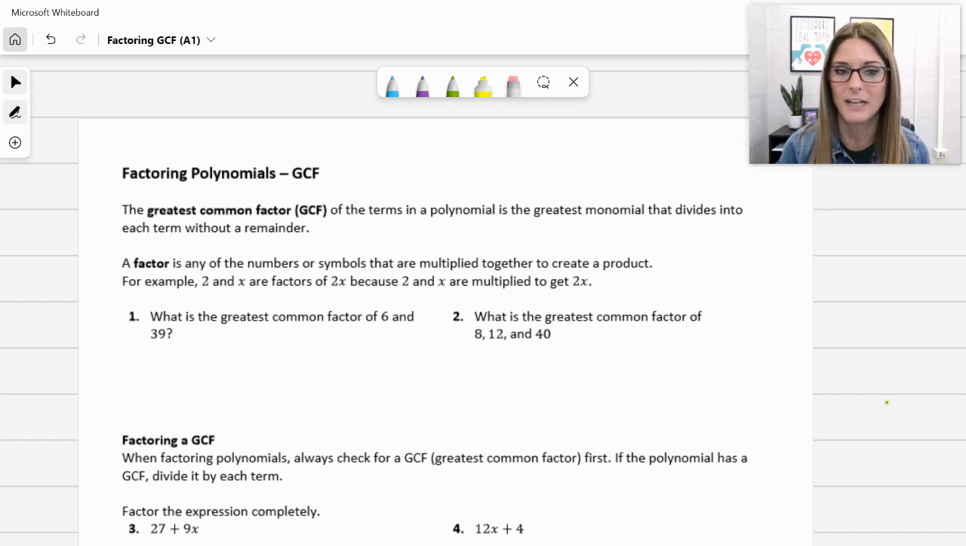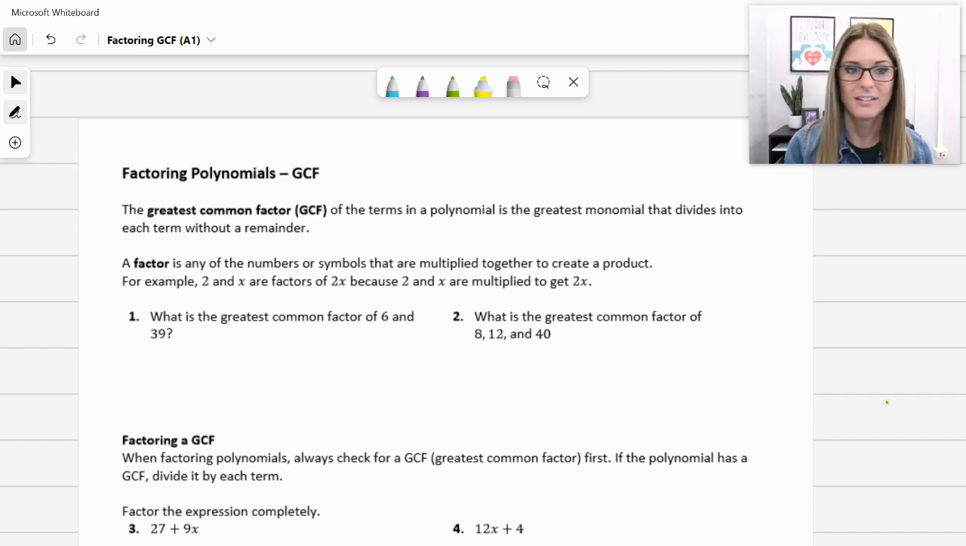So the greatest common factor, GCF, of the terms in a polynomial is the greatest monomial that divides into each term without a remainder. The one thing, number, or variable that would divide evenly into the entire polynomial without a remainder would be our greatest common factor.